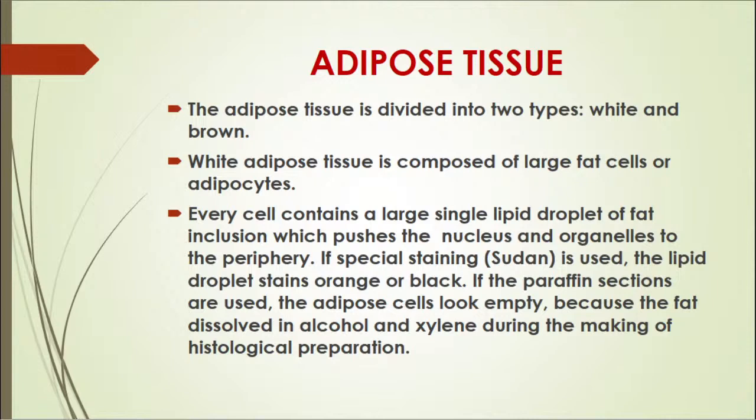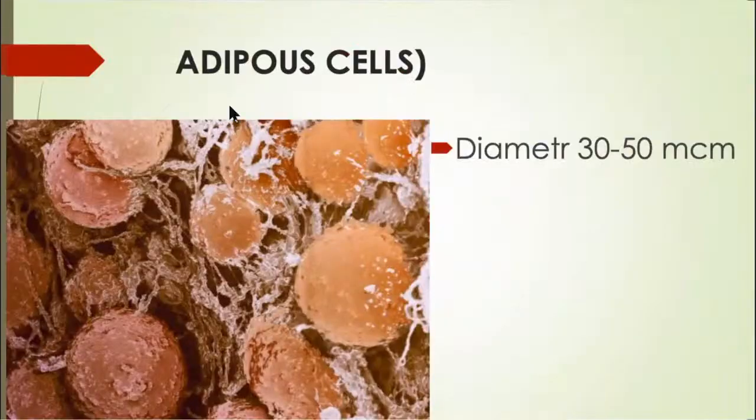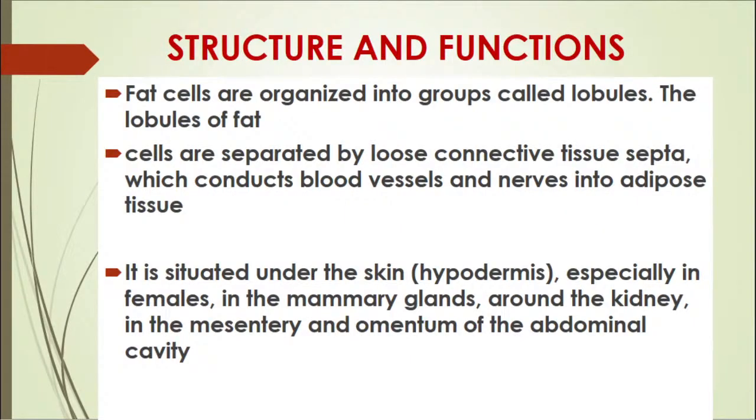Adipose tissue. The adipose tissue is divided into two types, white and brown. White adipose tissue is composed of large fat cells, adipocytes, and this is the type of cells we can identify here. These are white adipose cells with a big vacuole in the center, diameter 30-50 micrometers. In structure, the fat cells are organized in groups called lobules of fat, separated from loose connective tissue by septa, which carry blood vessels and nerves of adipose tissue.